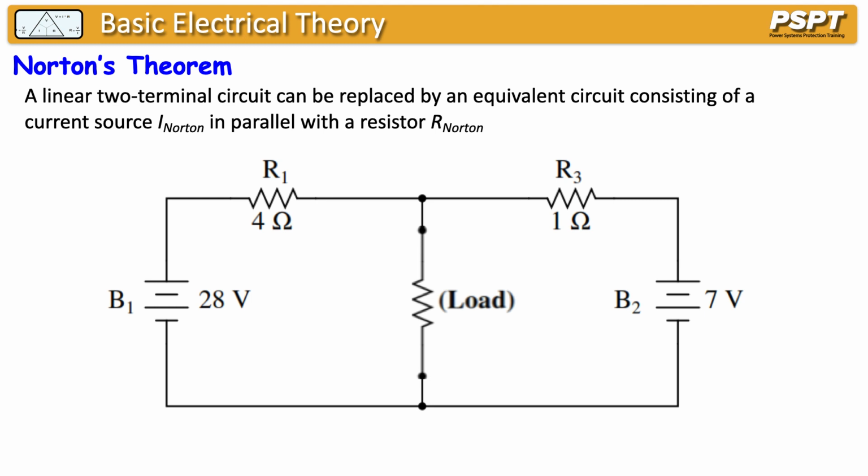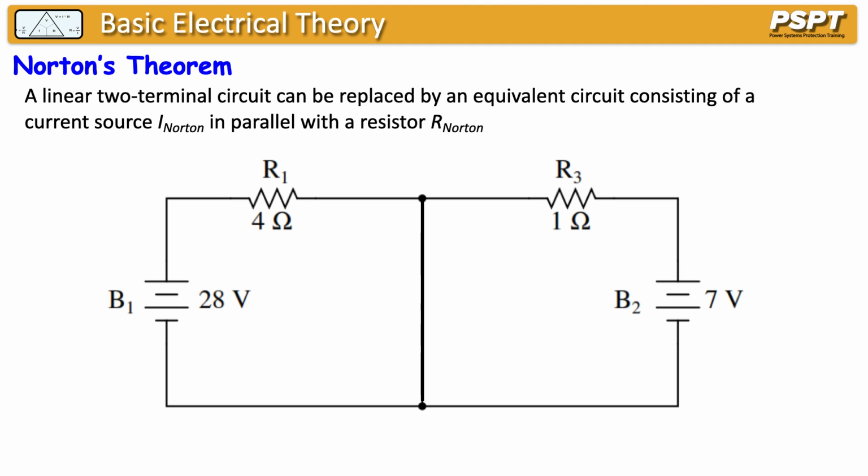Also similar to Thevenin's theorem are the steps used in Norton's theorem to calculate the Norton source current, I subscript Norton, and the Norton resistance, R subscript Norton. As before, the first step is to identify the load resistance and remove it from the original circuit. Then, to find the Norton current for the current source of the Norton equivalent circuit, place a direct wire or a short connection between the load points and determine the resultant current.